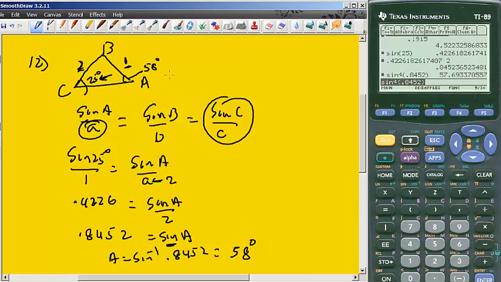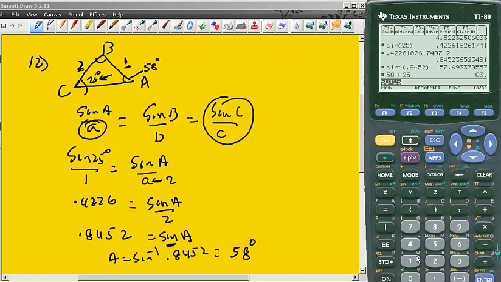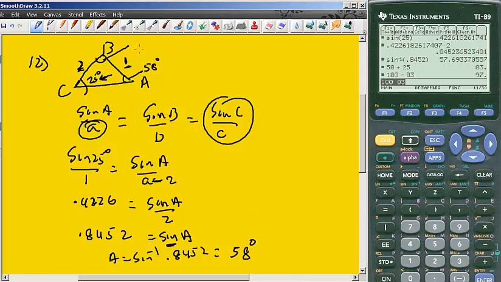Now we need to find side B and angle B. Angle B is not hard to find, because we know that the three angles have to add up to 180 degrees. So we're going to add 58 plus 25. That's 83. Then we take 180 and subtract 83 degrees, and the remaining amount is my angle B. So this turns out to be 97 degrees.